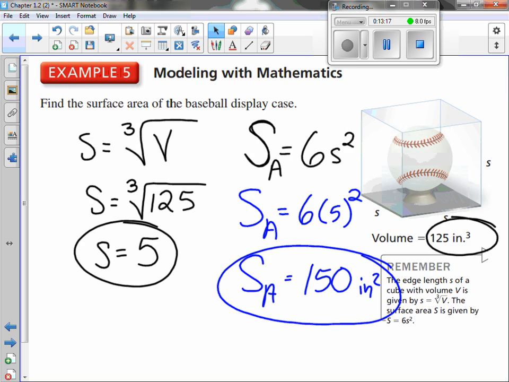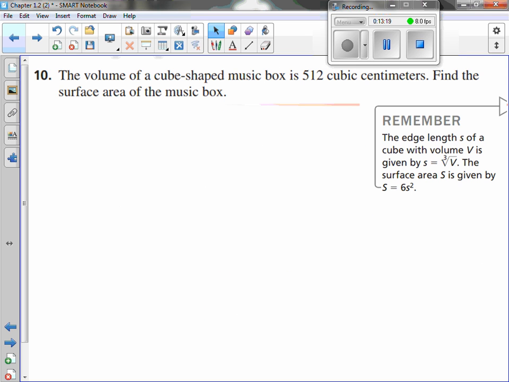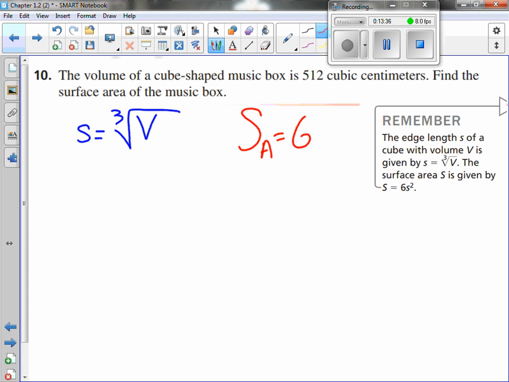And that's it. And yes, we'll do another one. Let's look at another one here. The volume of a cube-shaped music box is 512 cubic centimeters. Find the surface area of the music box. So the first thing we're going to do is find the side length, which is equal to the cubed root of the volume. And once we find that side length, to find the surface area, it's equal to 6 times the side length squared.